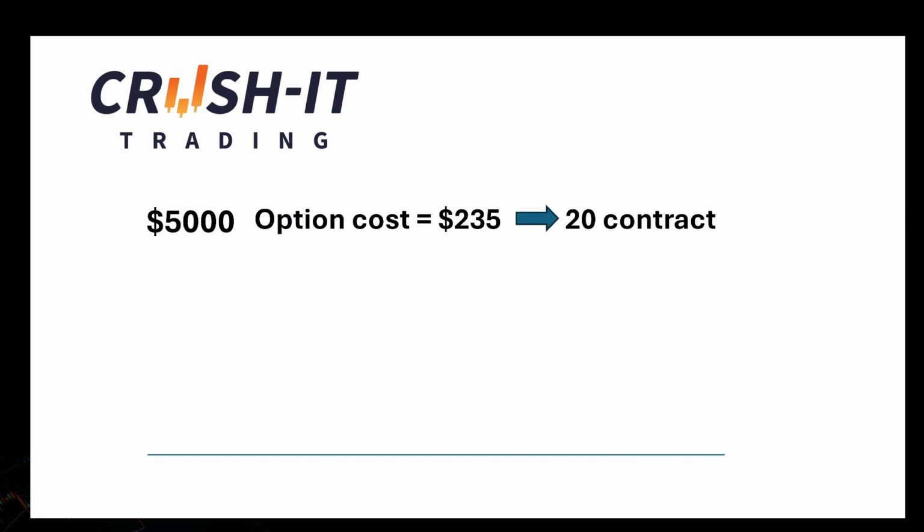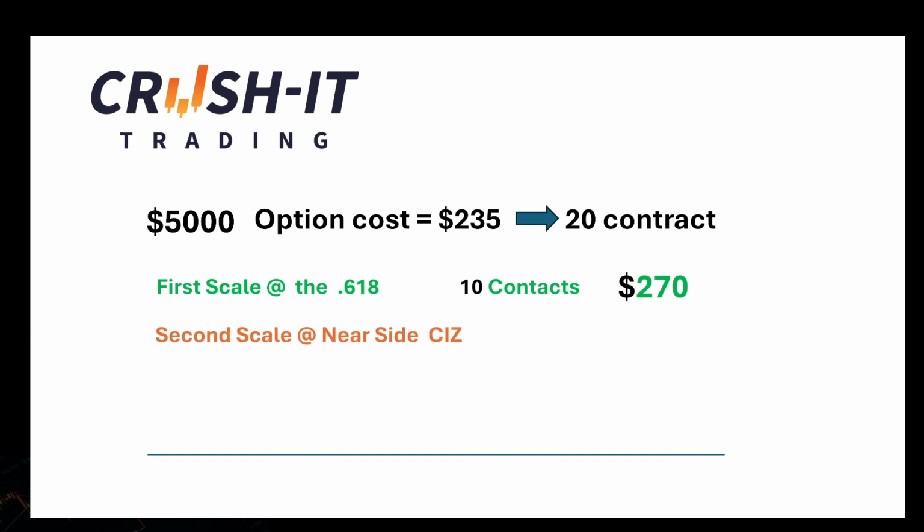And then let's just say we jump up to $5,000, right? We have $235 is what it costs per contract, and we get 20 contracts now for that money, right? Our first scale is at the 0.618. We're going to scale 10 contracts, half of the 20 at our first level, 0.618. And we're going to make $270 on that one, okay? Our second scale right here at the near side of the Crush It zone, we're going to scale half of the half, 5 contracts, and we're going to make $350.